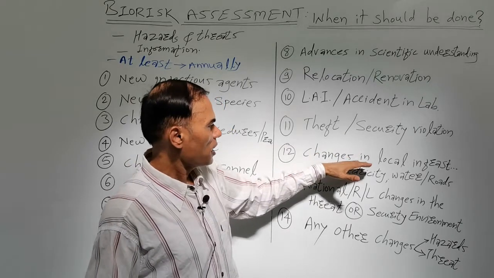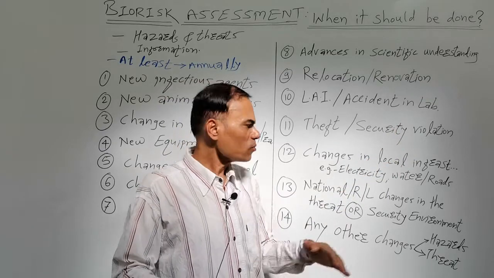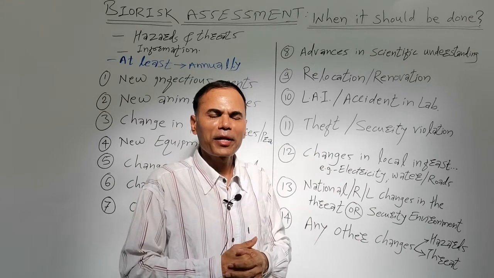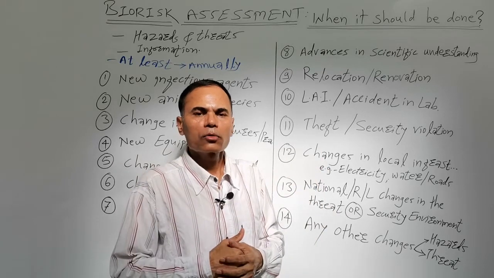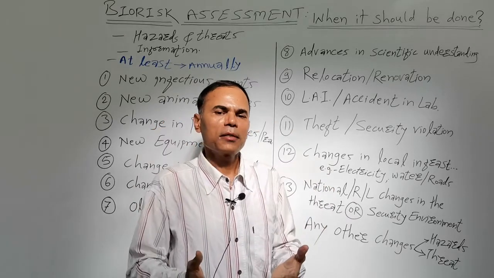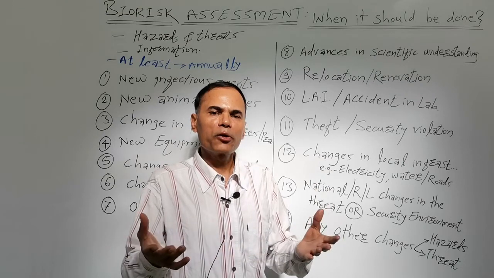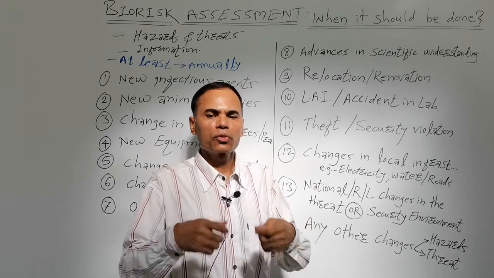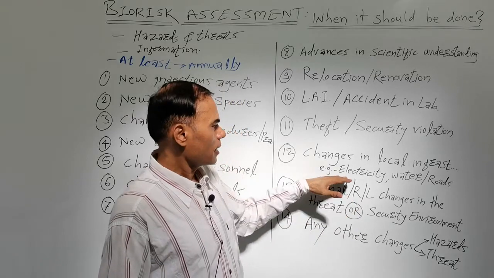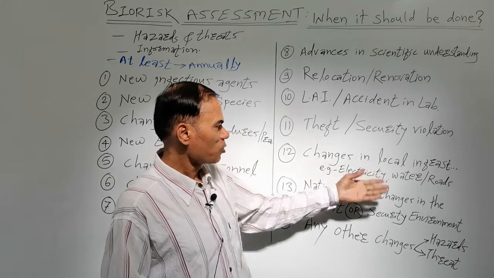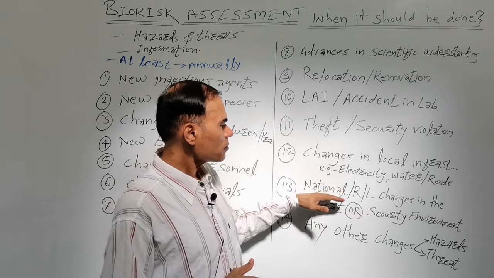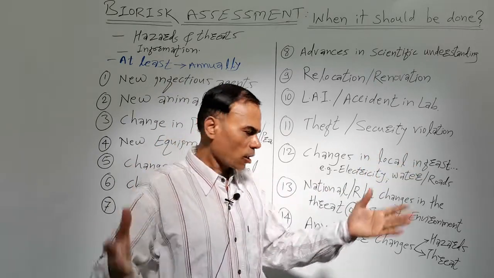Another situation is changes in local infrastructure. For example, maybe in your location there are frequent blackouts. If you are working in a biosafety cabinet and suddenly there is a power failure, there is a possibility you may get exposed to the biological agents and it can result in a lab-acquired infection. So changes in local infrastructure, including water, road or electricity, all need to be considered.